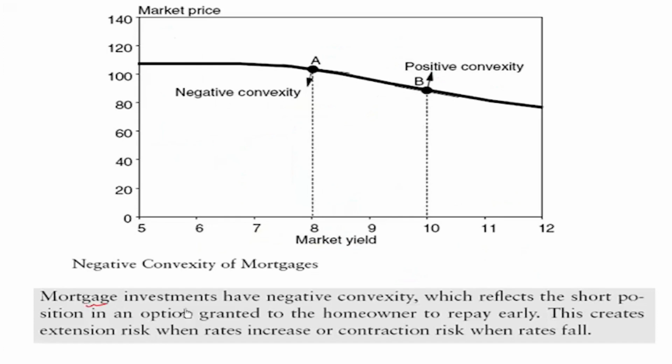So mortgage investments have negative convexity, which reflects the short position in an option granted to the homeowner to repay early, that is the prepayment option. This creates extension risk when rates increase or contraction risk when rates fall. Contraction risk is the risk that the prepayments will happen or my loan will extinguish too soon. Extension risk is the risk that payments will happen too late, or the duration or the maturity of my loan will get further extended.